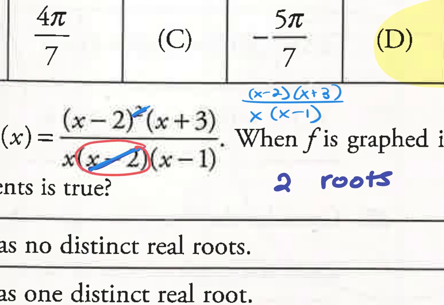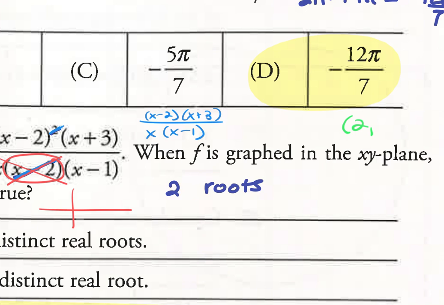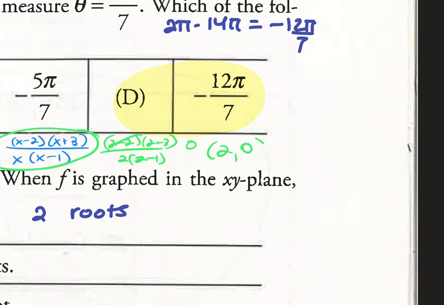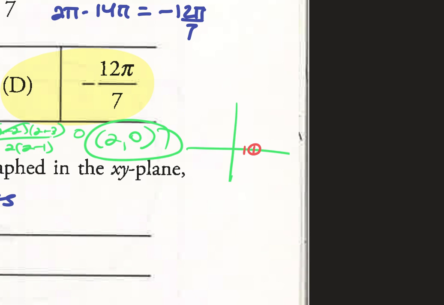When you cancel this, there's a hole there, which means it's not a 0. There's a point, but it's an open dot, so it doesn't count as a 0. Because we eliminated it at that coordinate point, if it was a 0 at 2, how would you find your y coordinate? Plug it back into the new one, right? So I'd get 2 minus 2 times 2 plus 3 over 2 times 2 minus 1. 0. This is not a 0, though. At 2, 0 on your graph, it's an open dot. You don't even need to do it because it's a function, you know it carries.